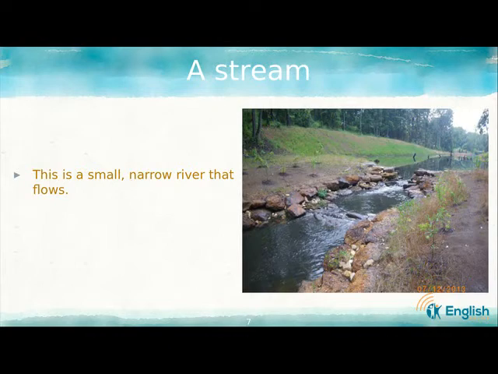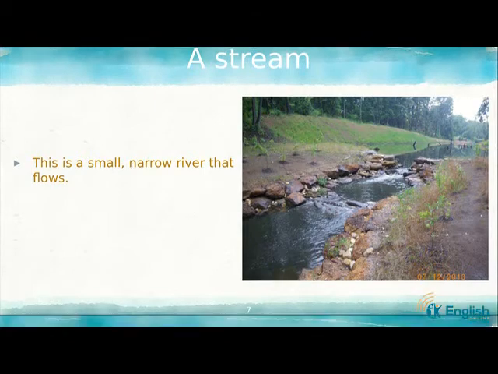A river is like a mother. It's bigger in size, it's deeper, it's faster, and it flows more rapidly than a stream. A stream is like the child of a river. It's smaller in size, it's narrower and it's not as deep as a river. Now, let's move on to the next slide.